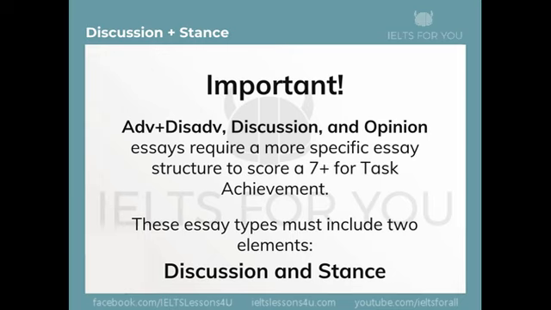Okay, now as we turn to these three other essay types, advantages, discussion, and opinion, it's very, very important to realize that these essays require a more specific essay structure to score a 7+ for task achievement. Those three essay types, advantages, disadvantages, discussion, and opinion, they must include two elements to score highly: discussion and stance.